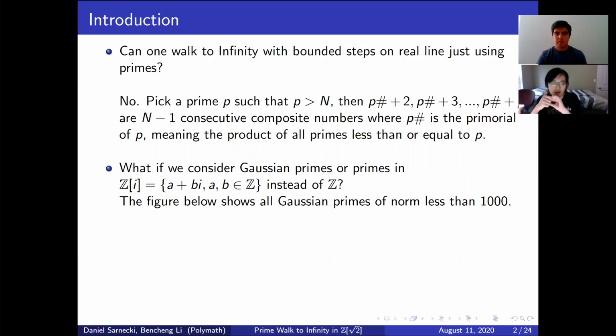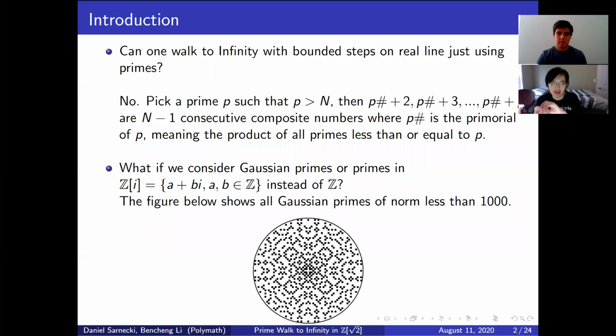So now, what if we consider Gaussian primes instead of just the integer ring? What if we consider a prime walk using primes in Z[i]? Z[i] is a set of elements of the form a plus bi, where a and b are both integers. The figure below shows all the Gaussian primes of norm less than 1000.